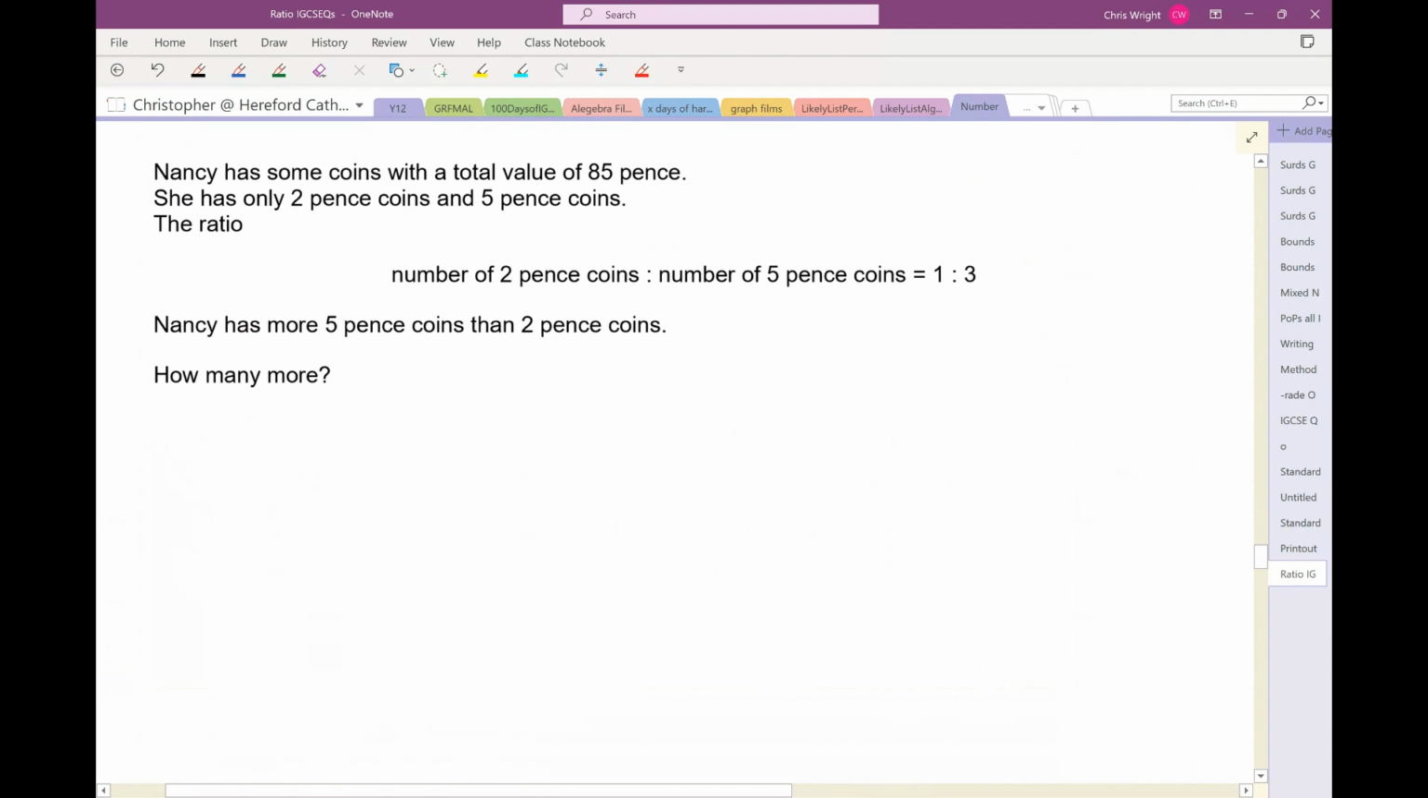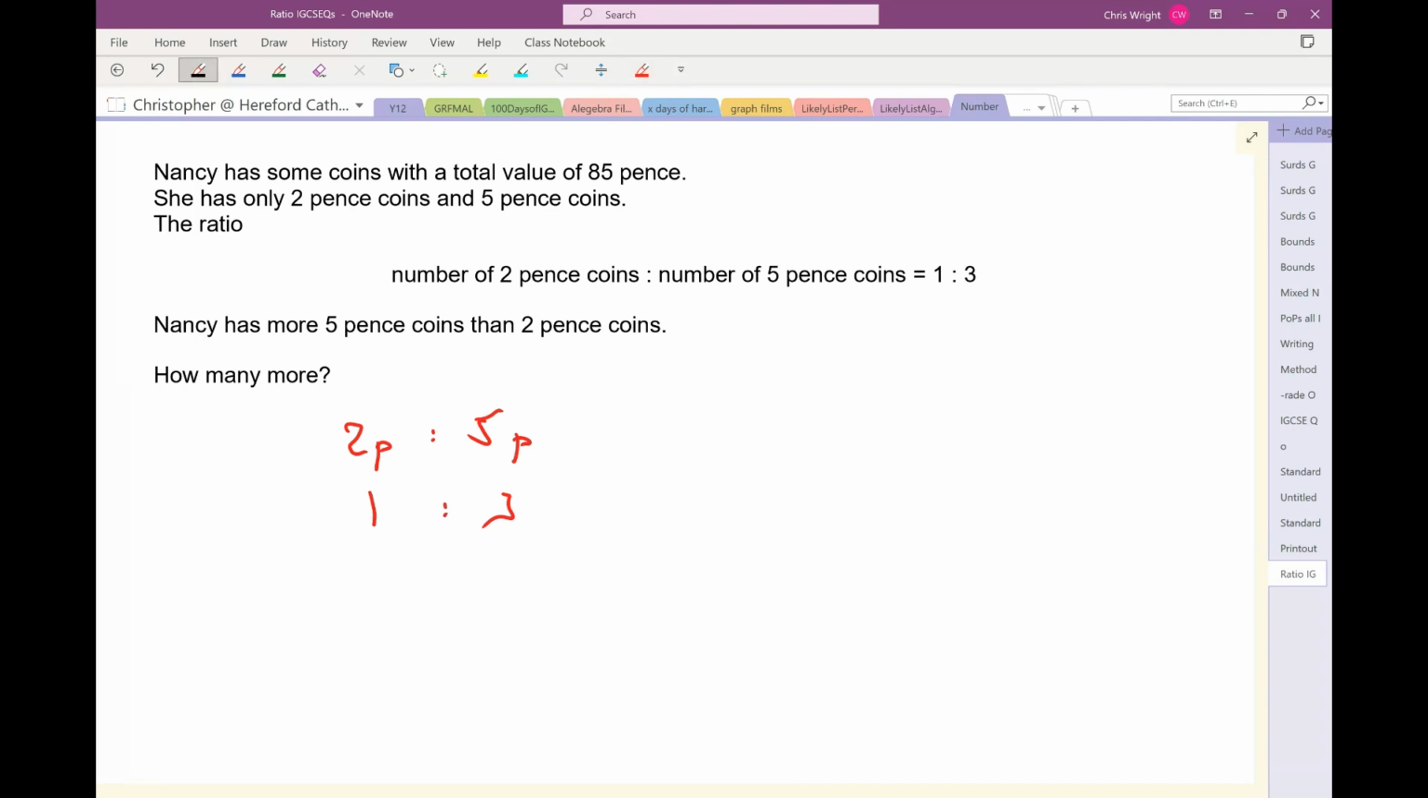Number 12. Nancy has some coins with a total value of 85 pence. She only has 2 pence coins and 5 pence coins. The ratio of the number of 2 pence coins to 5 pence coins is 1 to 3. Okay? Nancy has more 5 pence coins than 2 pence coins. How many more? Right, well, in red there, that's the number of the coins she has.